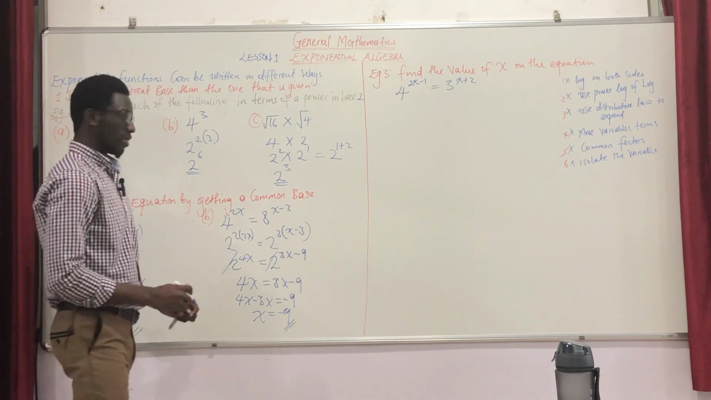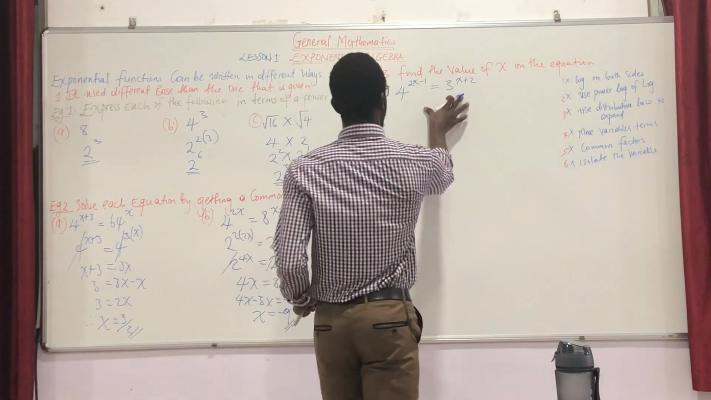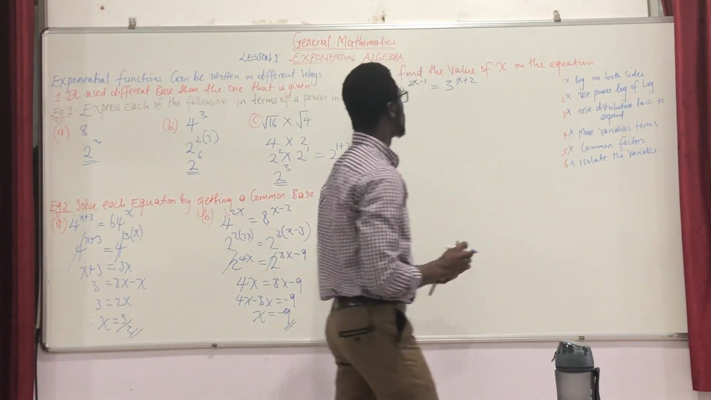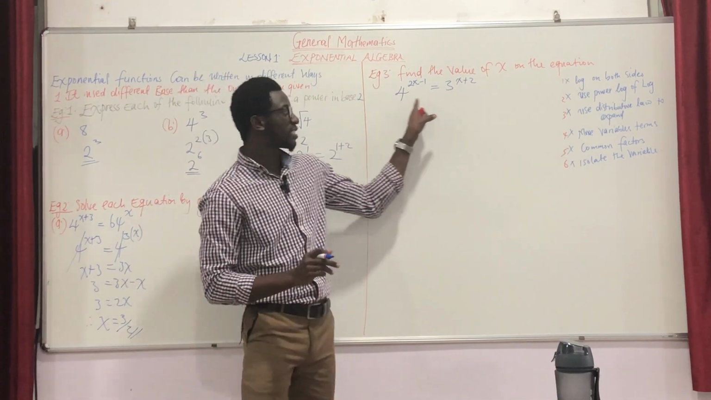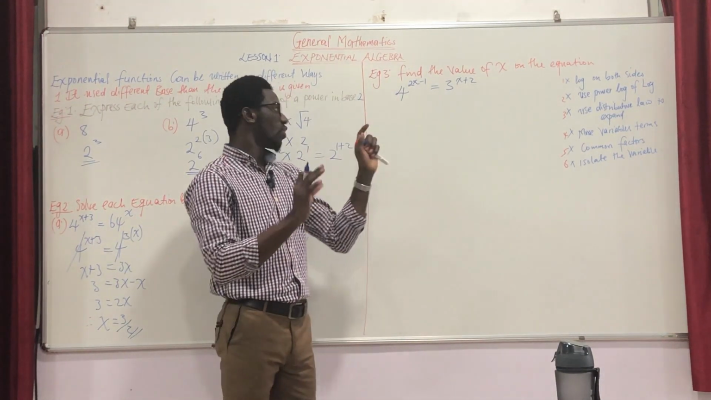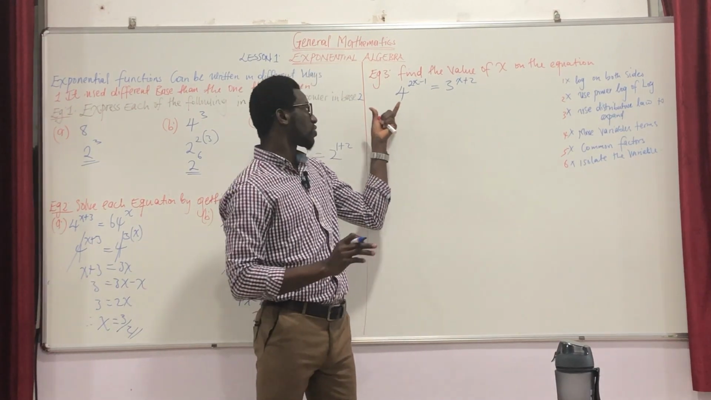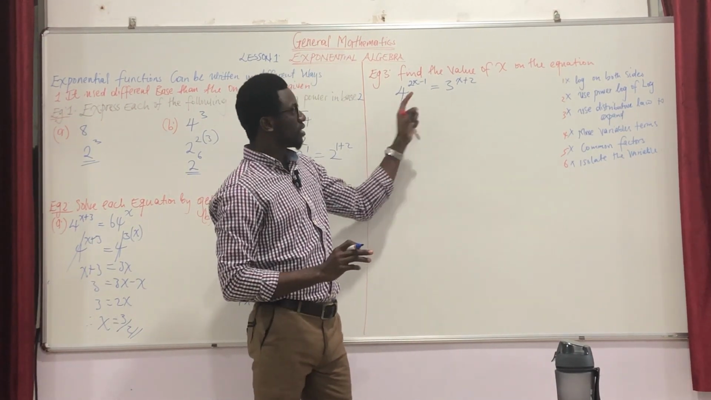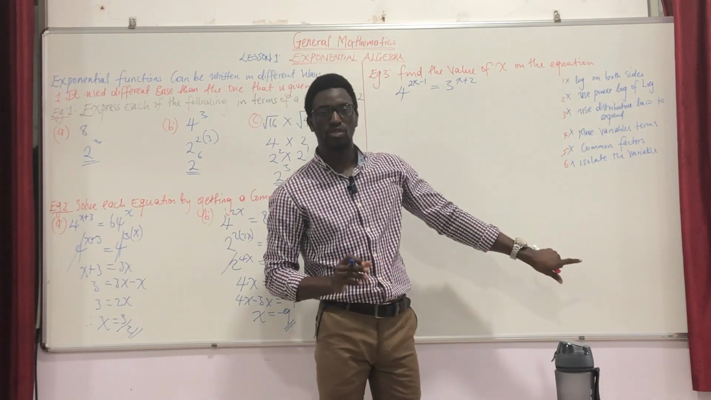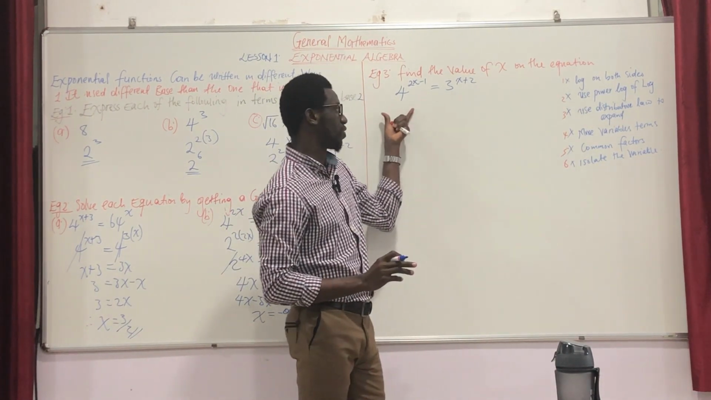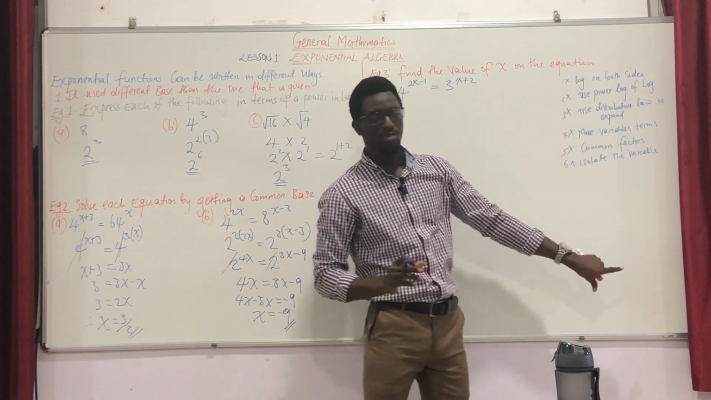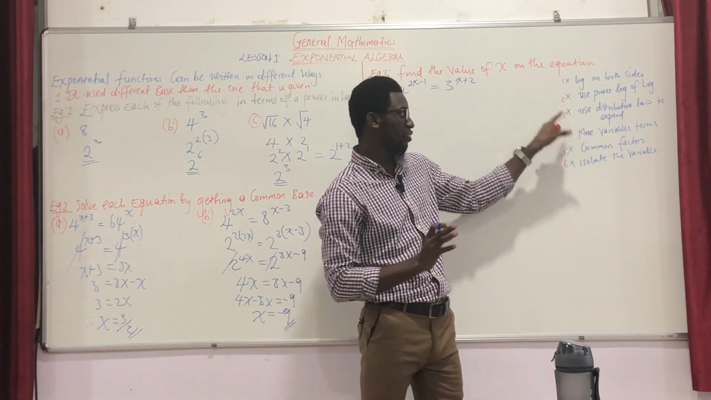Okay. So now let's see. This one here is different. This one, the bases are different, and no way you can change these bases for them to be equal. So in the notes, we use 6 steps or methods we can use to solve such problems. So I highlight this one because you can understand further as you go along.